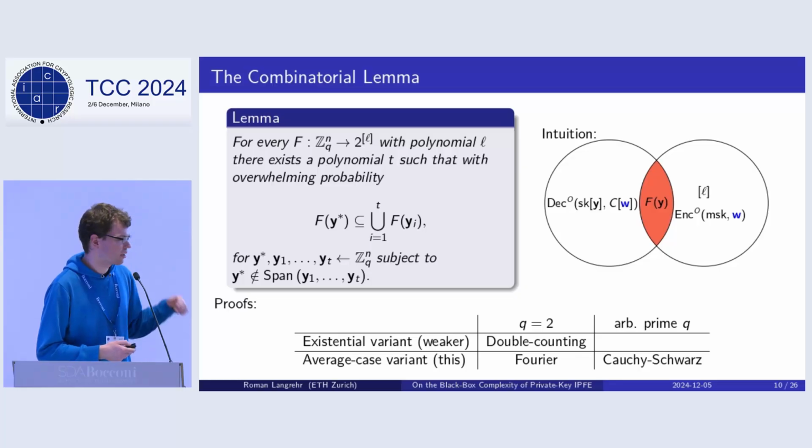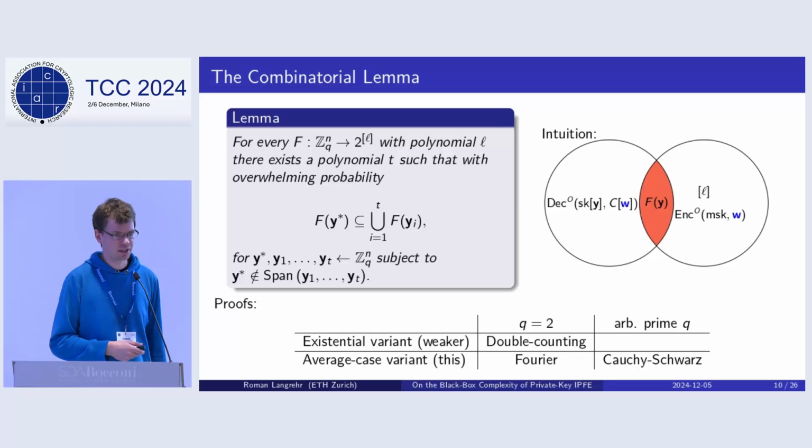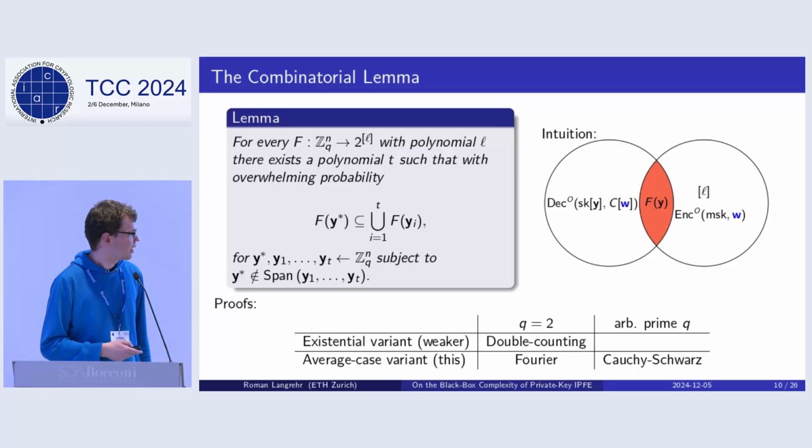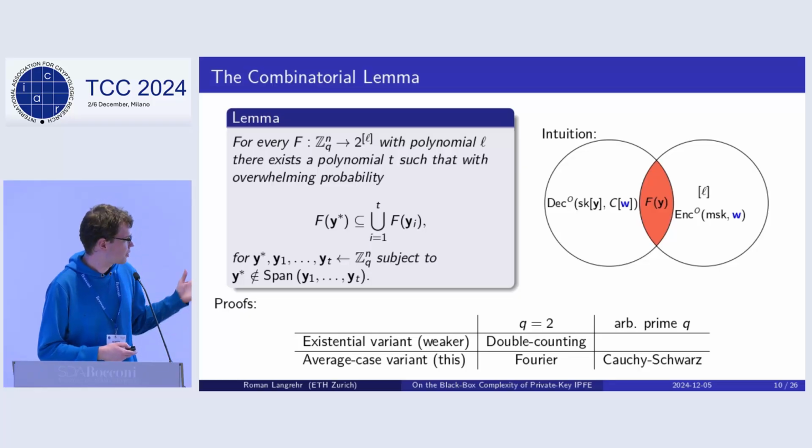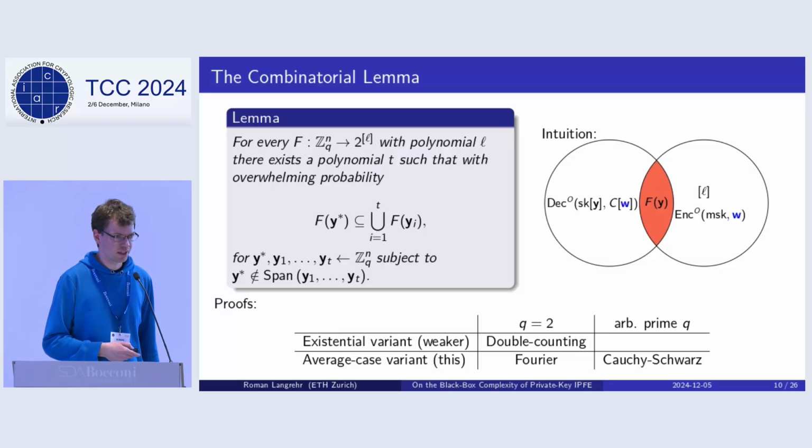And we prove this. First, we prove a variant that only shows the existence of these vectors for q equal to 2, based on the double counting technique as a warm-up. Then we strengthen that result to the variant that we actually need for our result using Fourier analysis. And finally, we generalize it to arbitrary primes q using a combinatorial technique based on the Cauchy-Schwarz inequality.